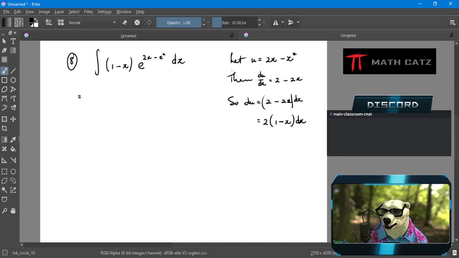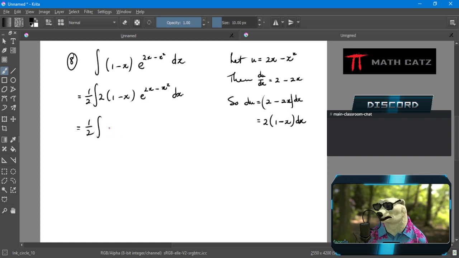Not a problem. In order to bring in a du, I need to see a 2, a 1 minus x, and a dx. Well, I see everything but the 2. So I want to bring in a 2, but I need to pay the price. This little small price allows me to rewrite the original integral as e to the u du.